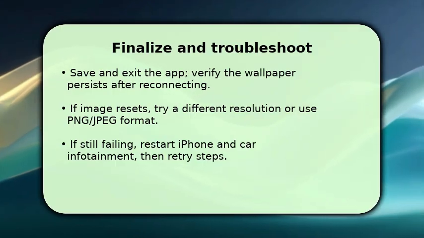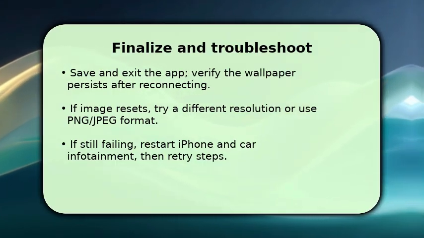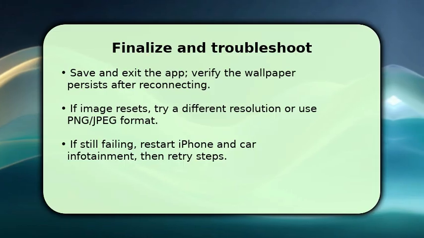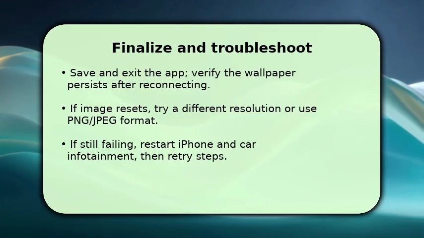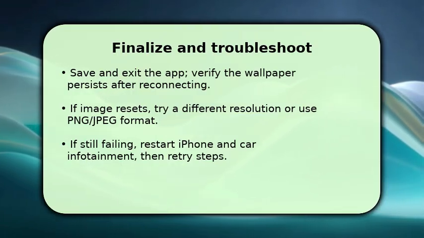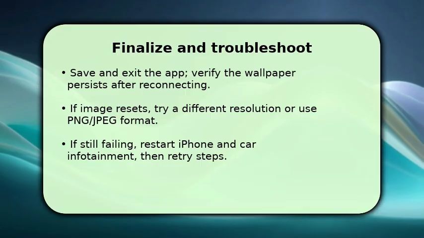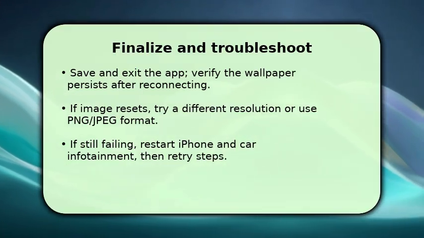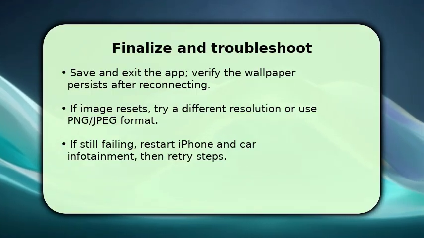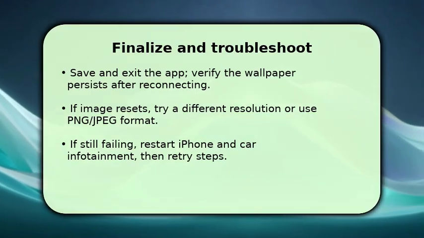If the image reverts or looks wrong, try a different resolution or switch between PNG and JPEG. Some systems prefer one format. Make sure the crop is centered and not too tall. If problems persist, restart your iPhone and the car's infotainment system, then repeat the process. That often clears temporary cache or handshake issues and lets the new wallpaper stick.